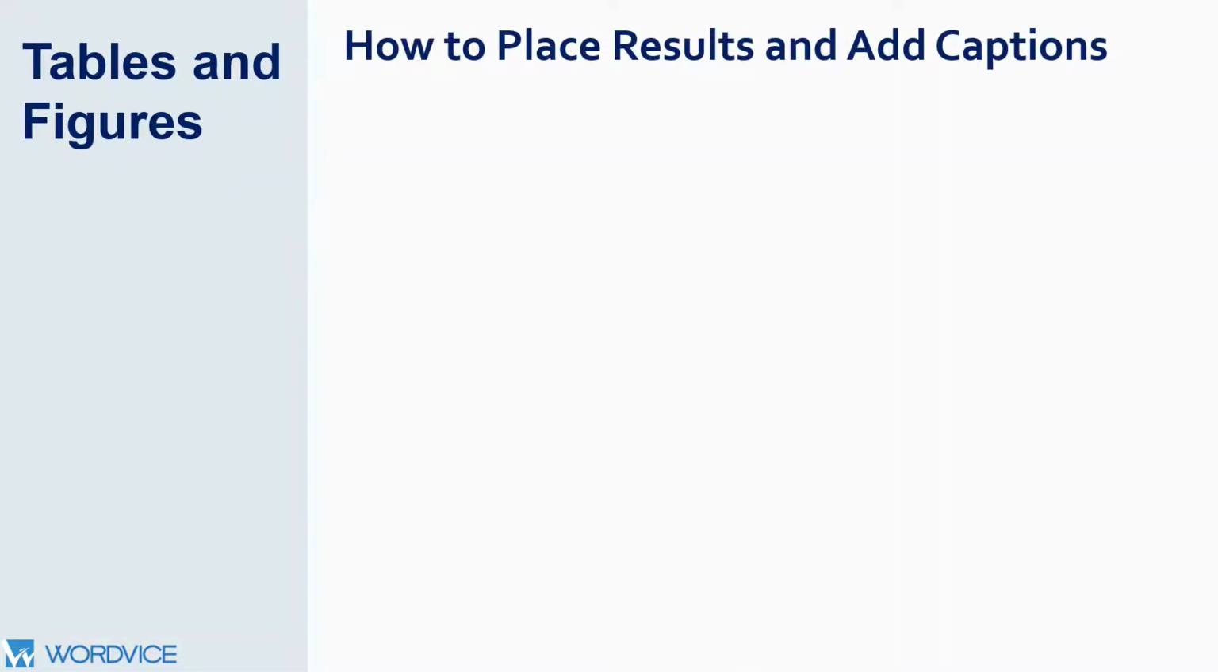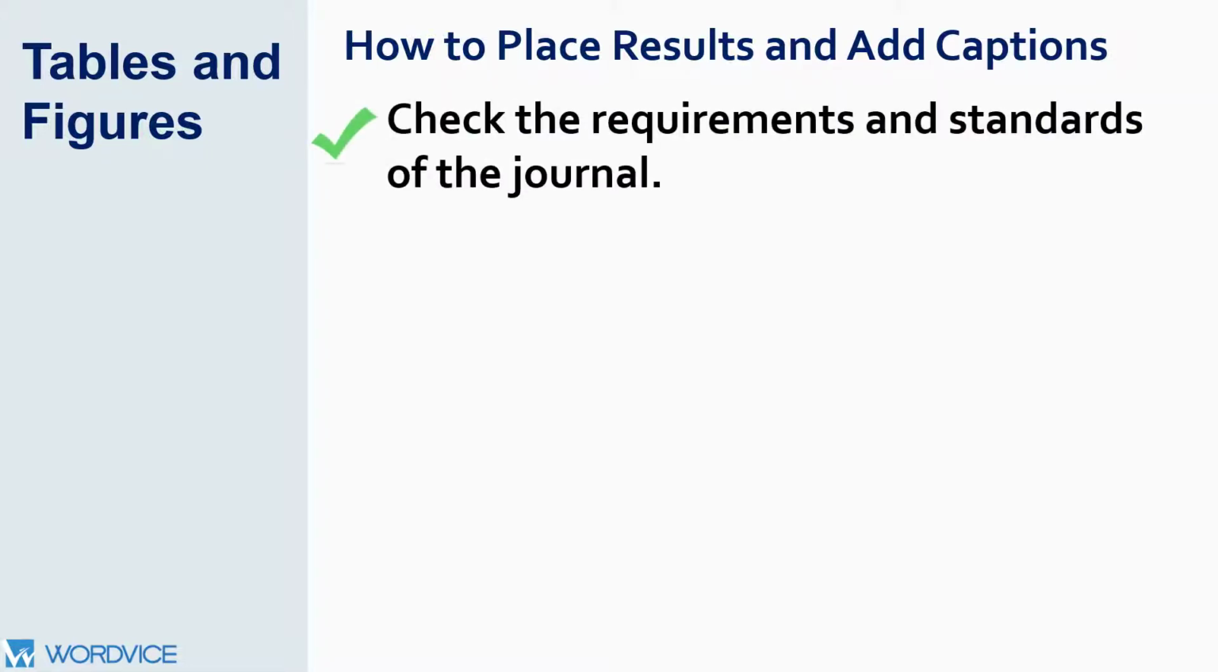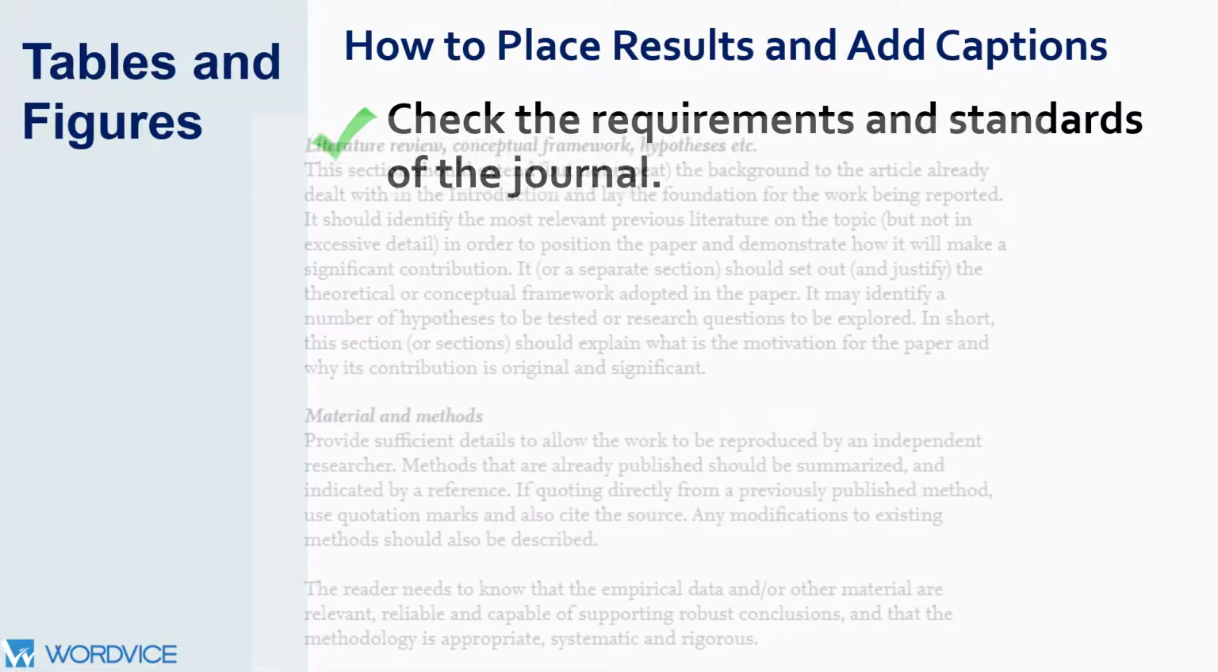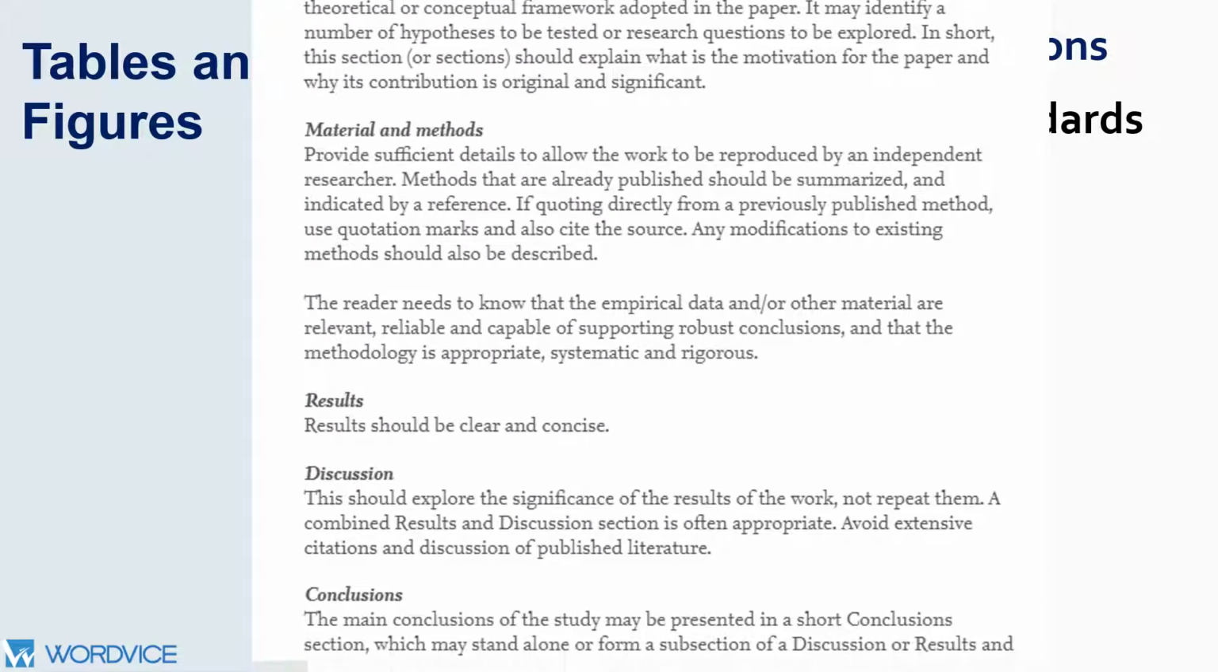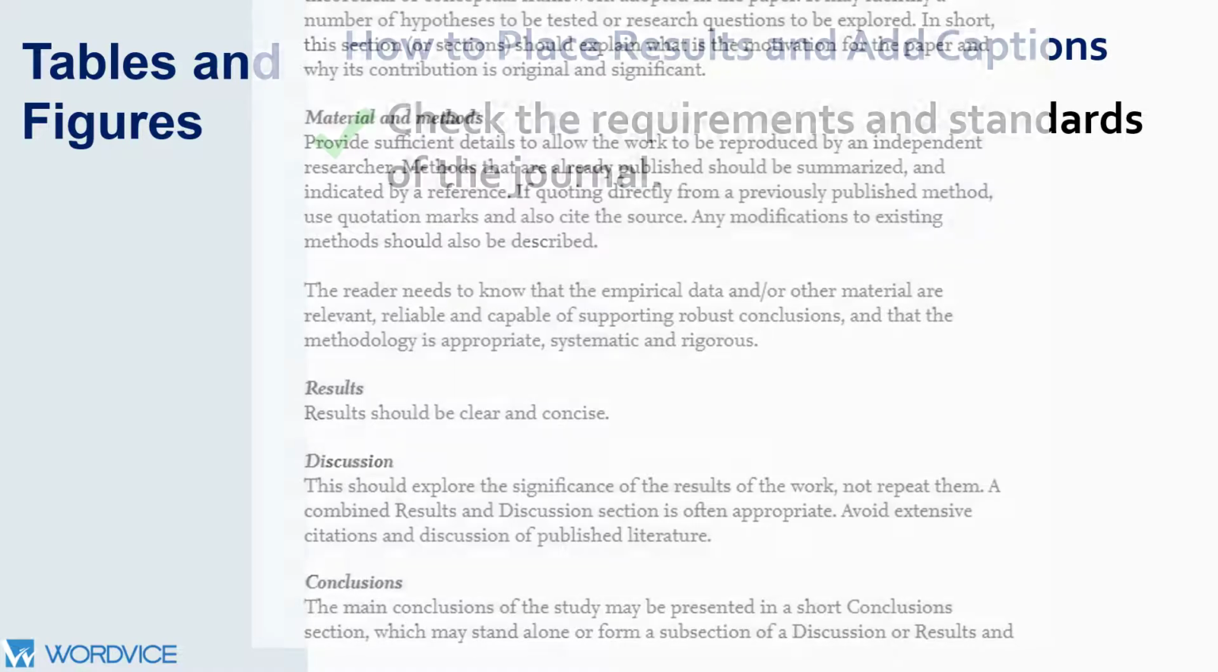Because tables and figures are the central components of your results section, knowing how to place the data, caption the figures, and refer to them within the text of the results is critical. The most important advice one can give here, as well as throughout the paper, is to check the requirements and standards of the journal to which you're submitting your work. Every journal has its own design and layout standards, which will give you an idea of the proper number, size, and complexity of your figures.